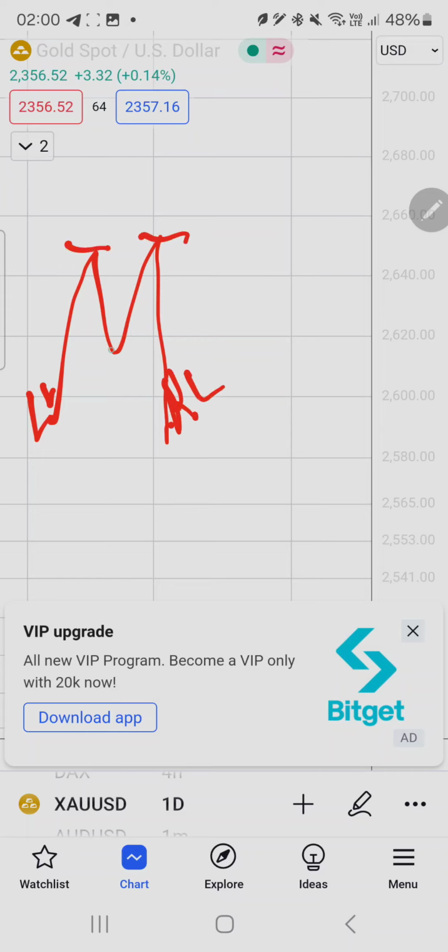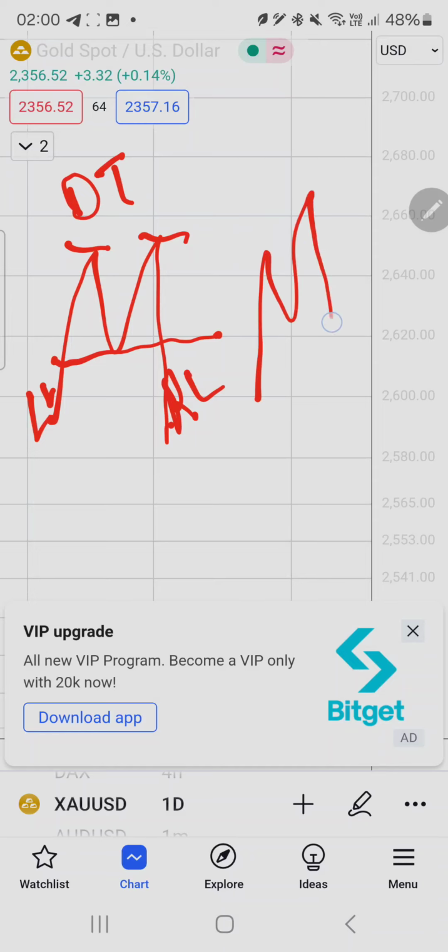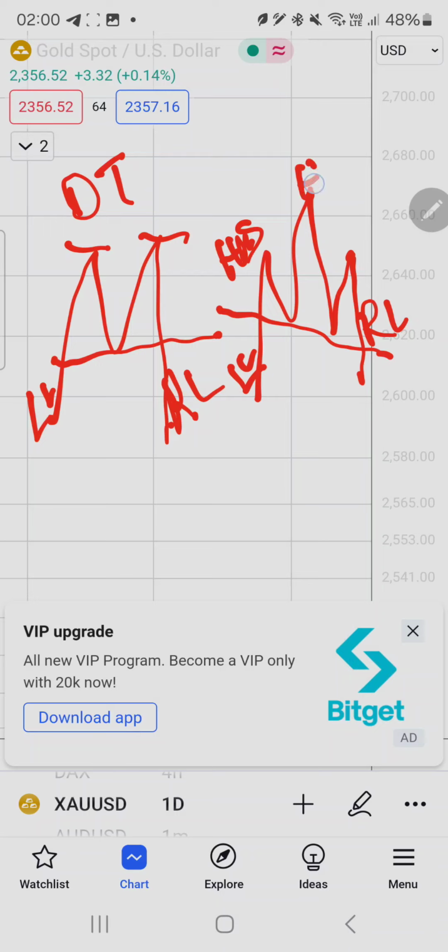These are tops. And here your neckline sets, but in this one we hardly need a neckline, so we are going to call it a double top. If the market is like this, then we are going to call it a head and shoulders, and our neckline would be like this. This is left leg, this is right leg, this is the head, this is left shoulder, this is right shoulder.